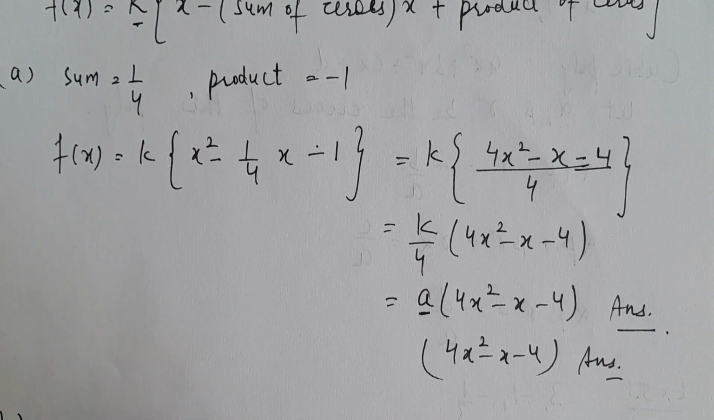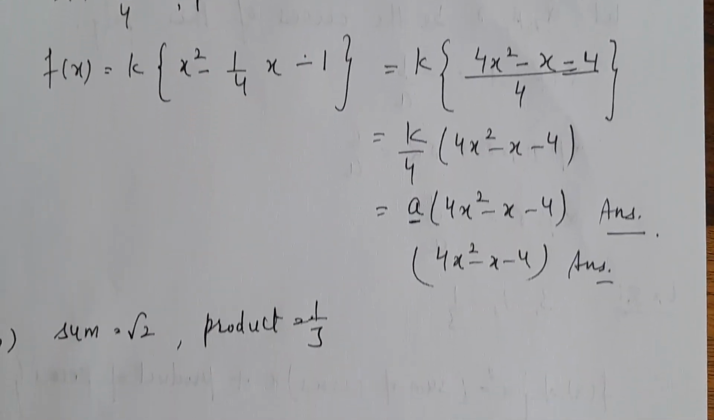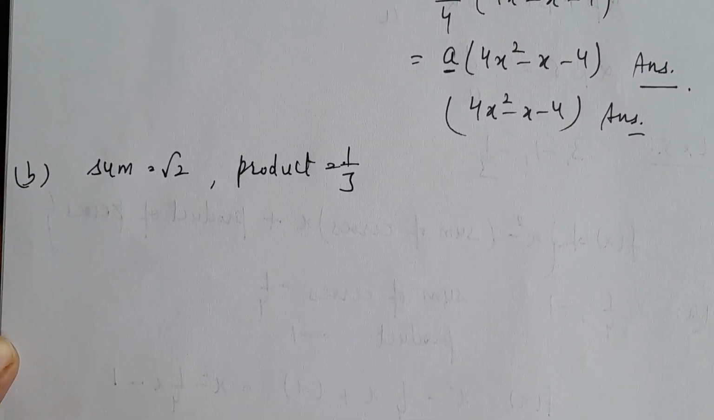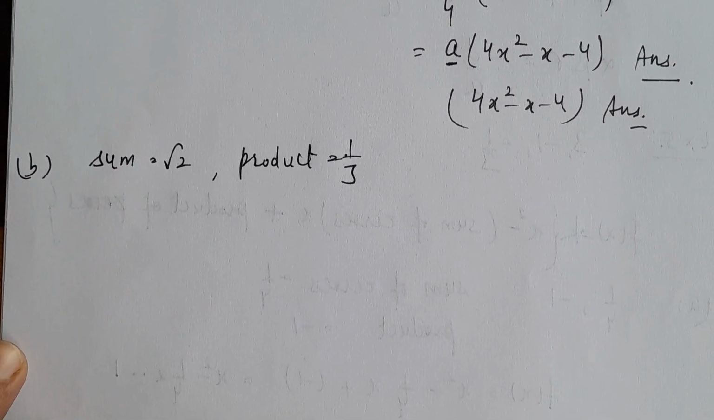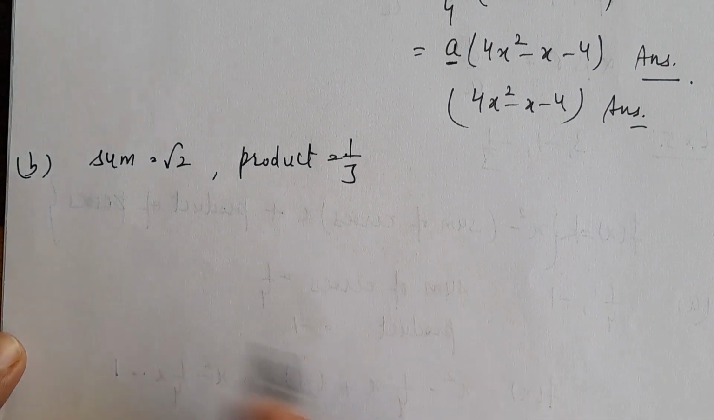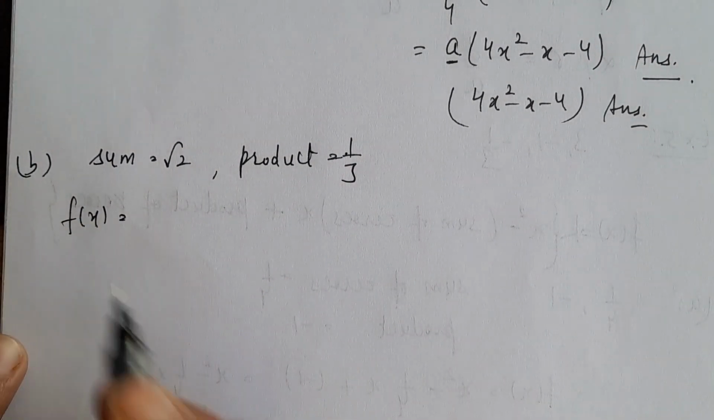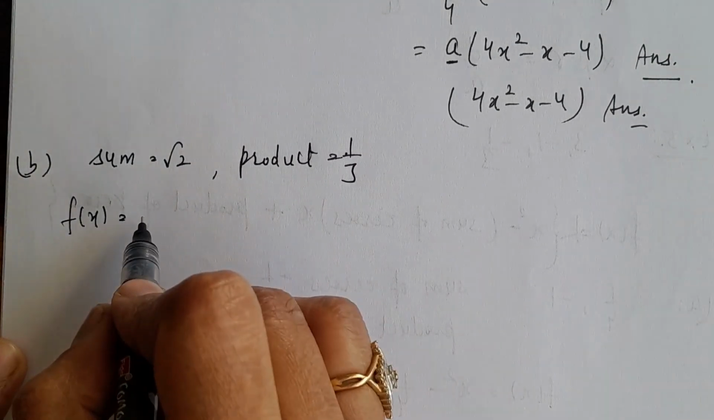Okay. Now let's do one more example like this. Suppose the sum of the zeros is given as √2 and the product of the zeros is given as 1/3. Suppose these two are given. So now we will formulate again. The rule is same. Polynomial will be, you can take f of x, p of x as notation of the polynomial. कुछ भी ले सकते हैं.